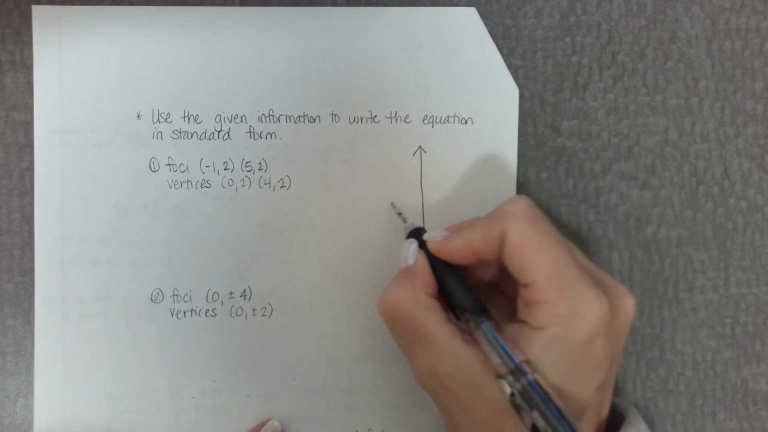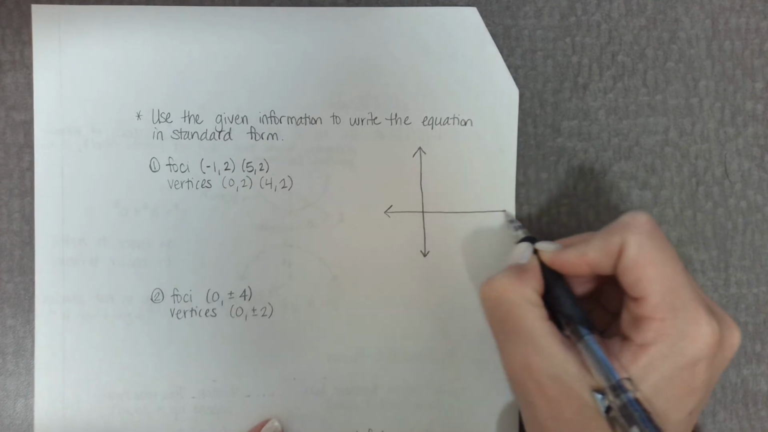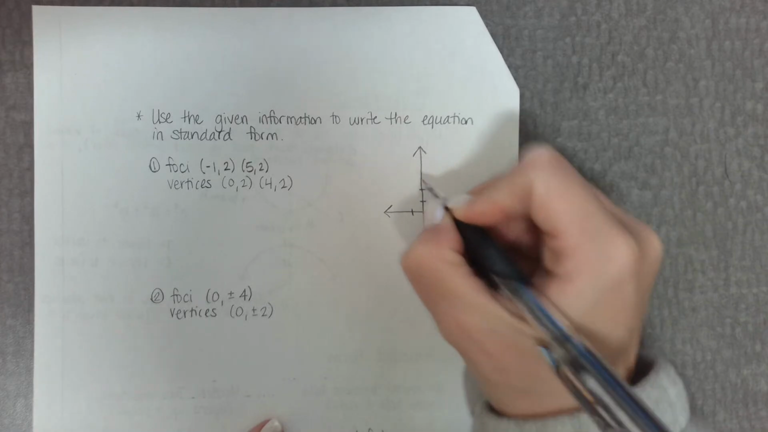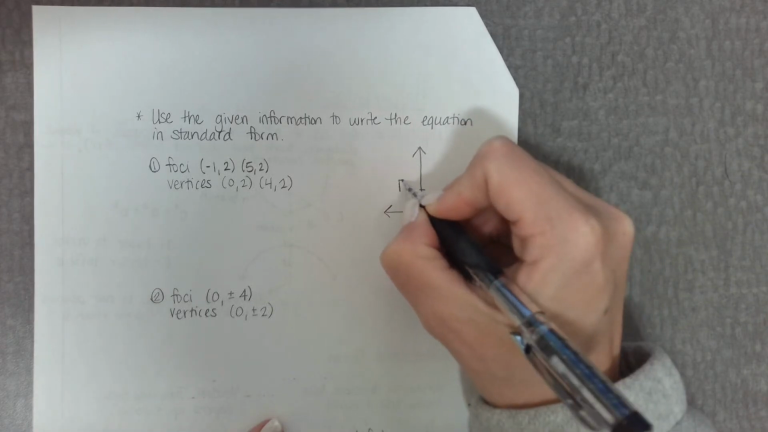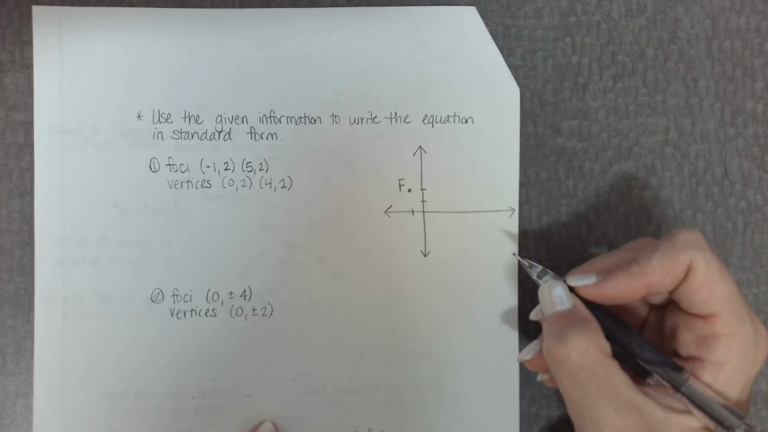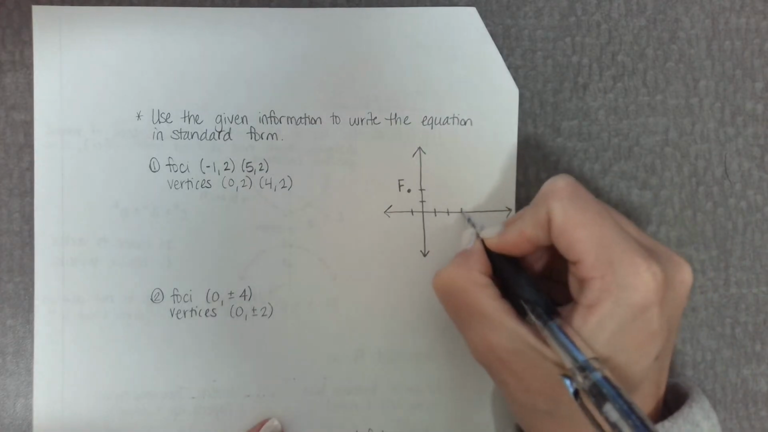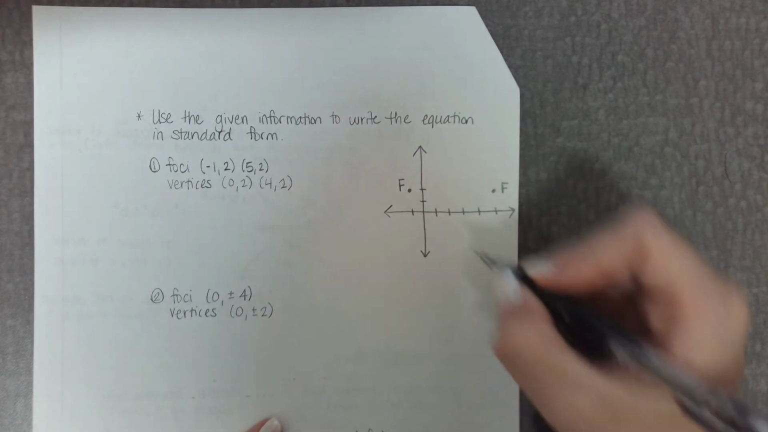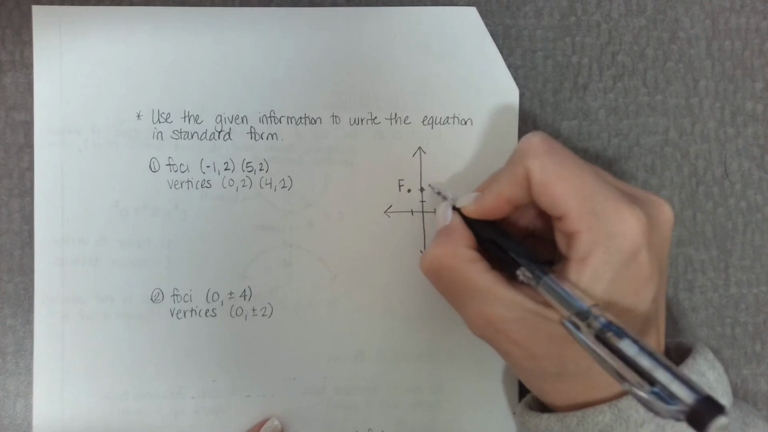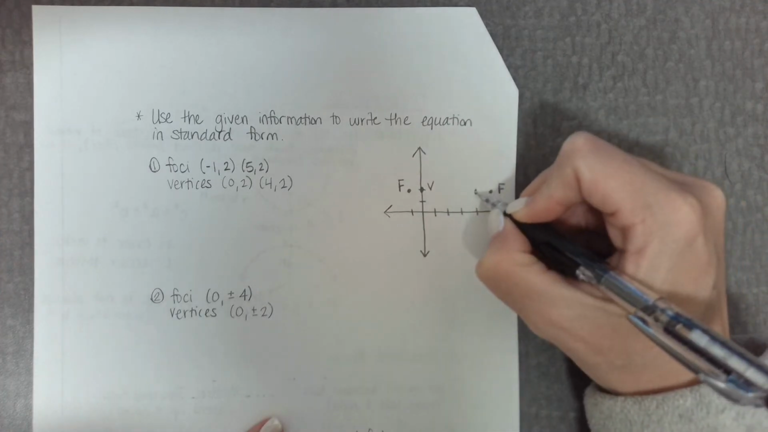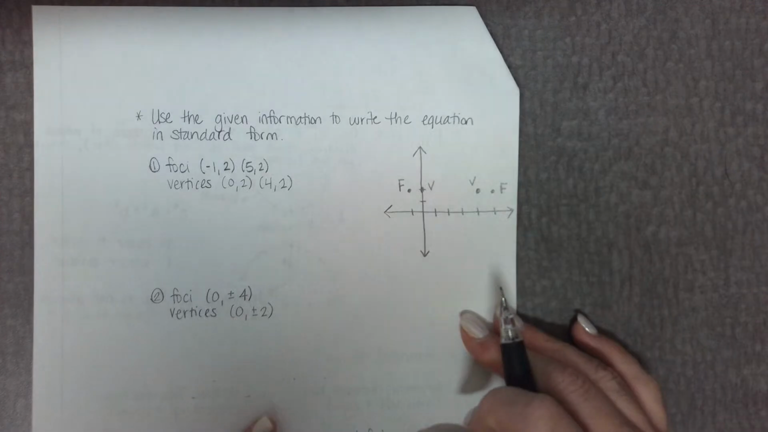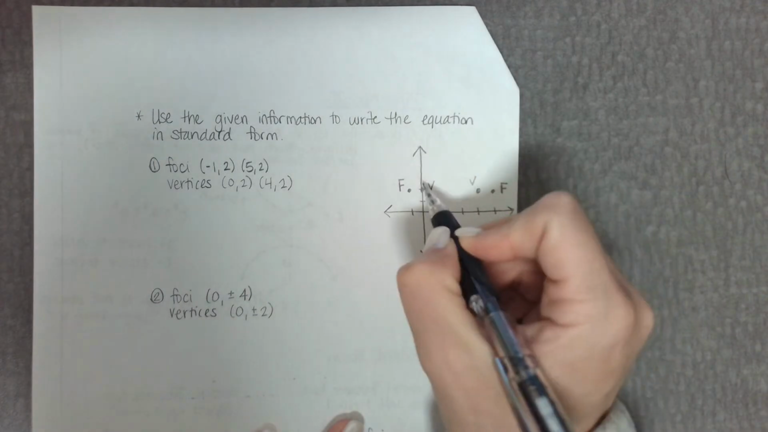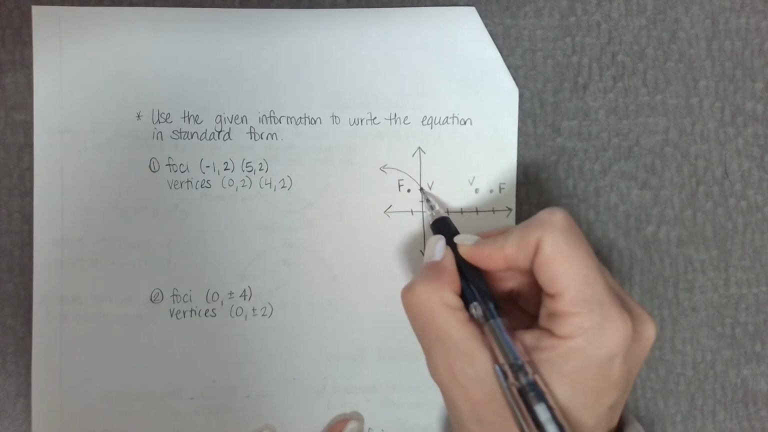Sketching it out just helps you see exactly which way it's going to open. So we have a focus at -1, 2, and at 5, 2. And then we have vertices at 0, 2, so right here we have a vertex, and at 4, 2, vertex. Okay, remember that your branches always have to open around your focus. So now that we know where our vertices are, we know that our branches are opening like this.